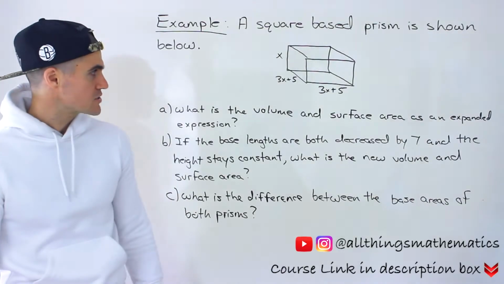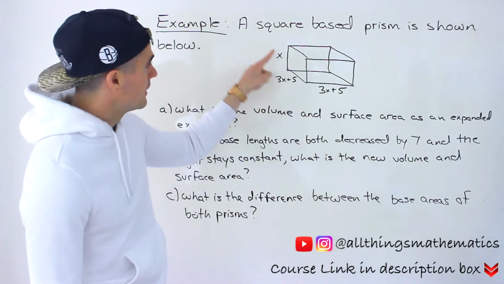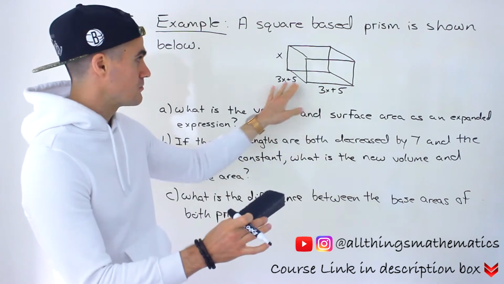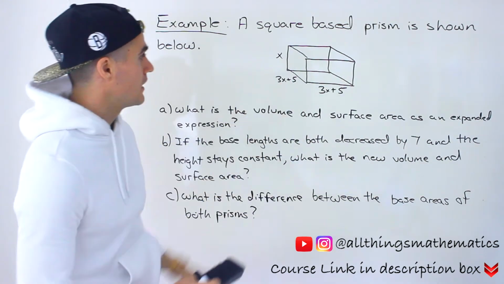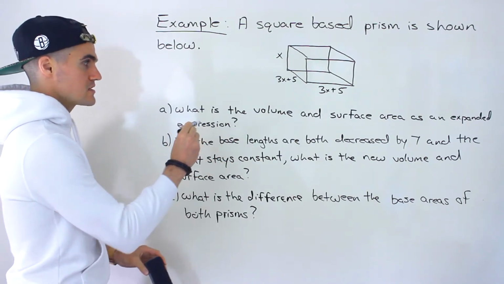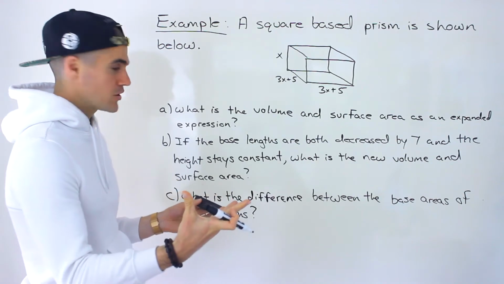Moving on to the next question. We are given this square-based prism over here. Notice that it has a height of x, and then it has a length and a width that are the same. So the base is a square and the length is 3x plus 5. Given that, we have to find the volume and surface area as an expanded expression.